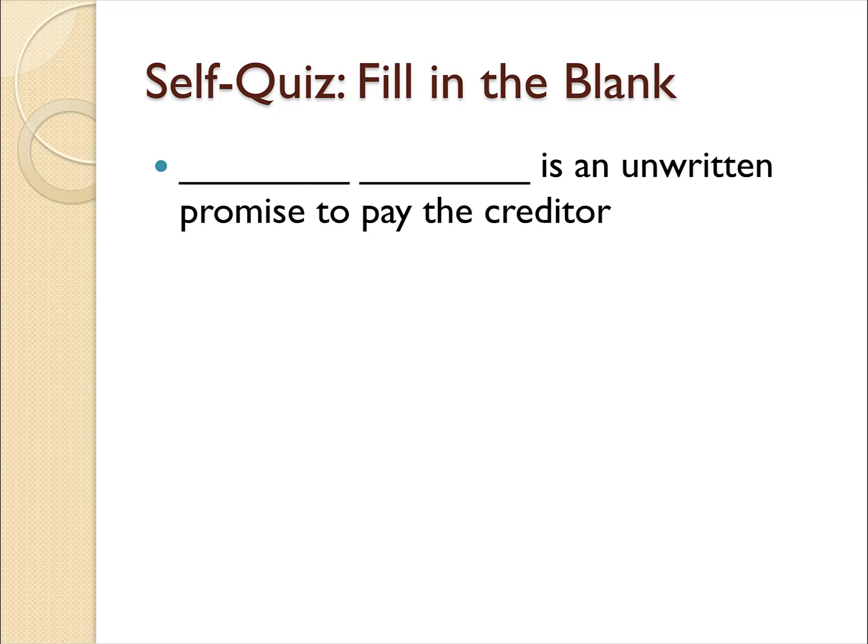So what is an unwritten promise to pay the creditor? Remember, a creditor is someone who has loaned money to the business. So what do you call that? It's two words, and it's an unwritten promise to pay the creditor. It's accounts payable.